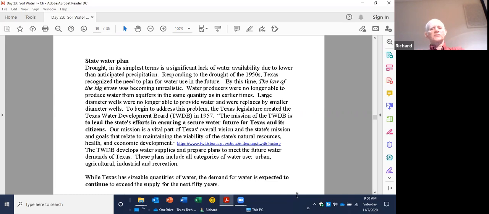But in the 1950s, Texas recognized this need. And in 1957, to address the problem, the Texas legislature created the Texas Water Development Board, TWDB. And let me quote, the mission of the Texas Water Development Board is to lead the state's efforts in ensuring a secure water future for Texas and its citizens. Our mission is vital to Texas' overall vision. The state's mission and goals relate to maintaining the viability of the state's natural resources, health, and economic development.